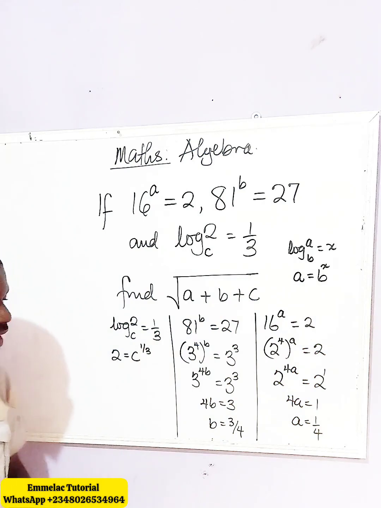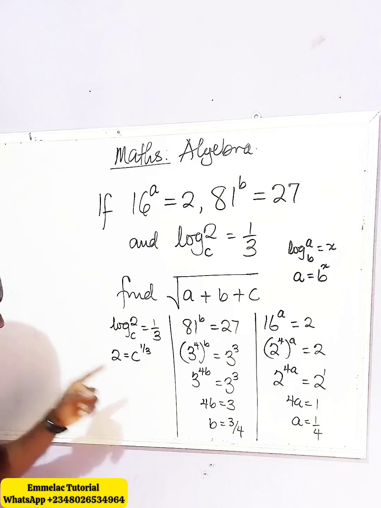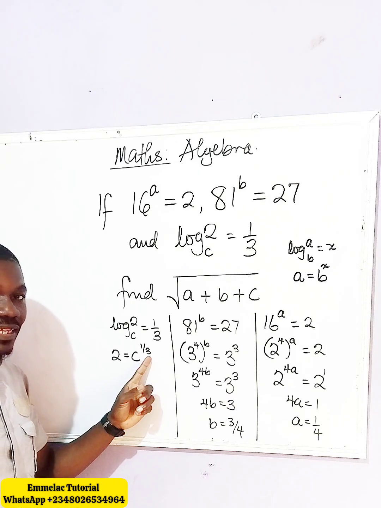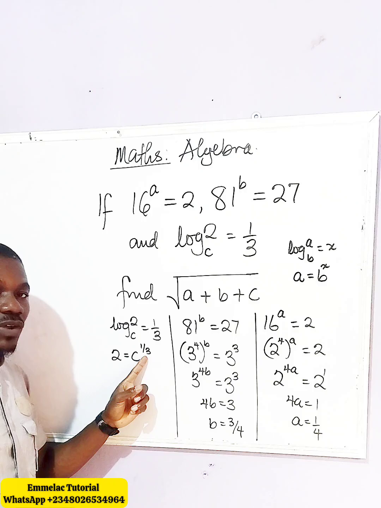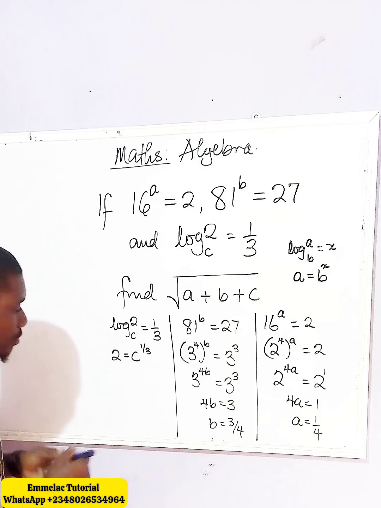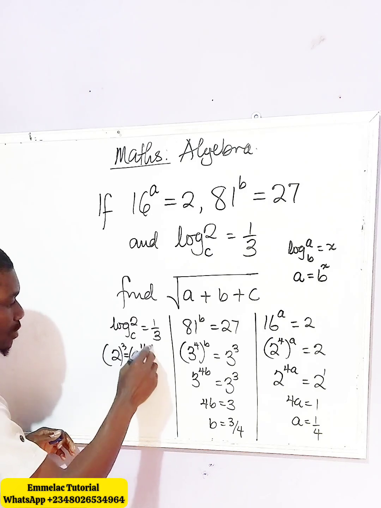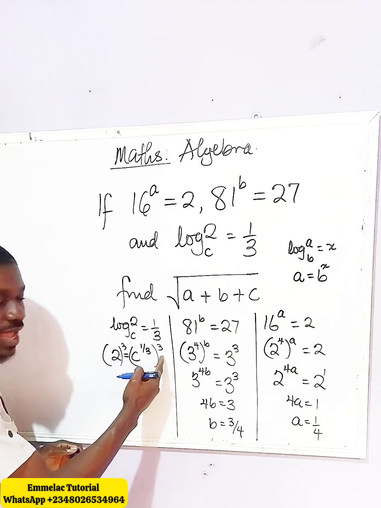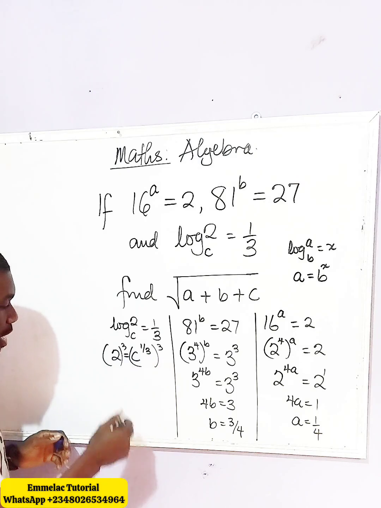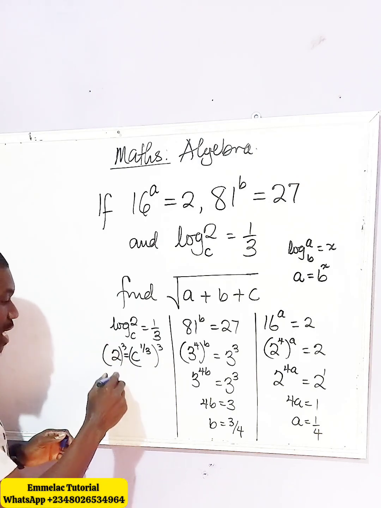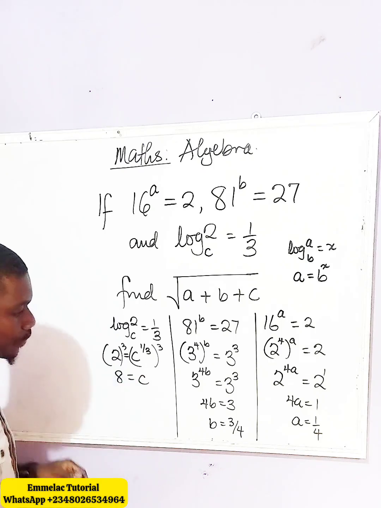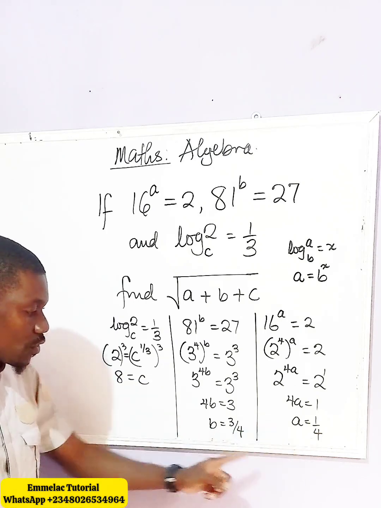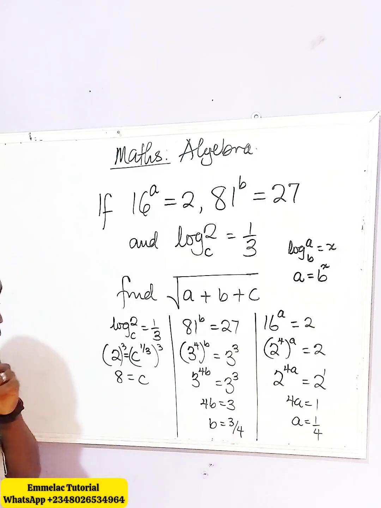Okay, so at this point, for us to find c, we need to raise both sides to the power of 3, and this is to help us undo the 1 over 3 here. So you raise this to the power of 3, raise this to the power of 3. According to the law of indices, we can multiply, and when we multiply, 3 undoes the reciprocal here. And 2 raised to the power of 3 is 8, so 8 equals c. Okay, so at this point, now a is 1 over 4, b is 3 over 4, and c equals 8.